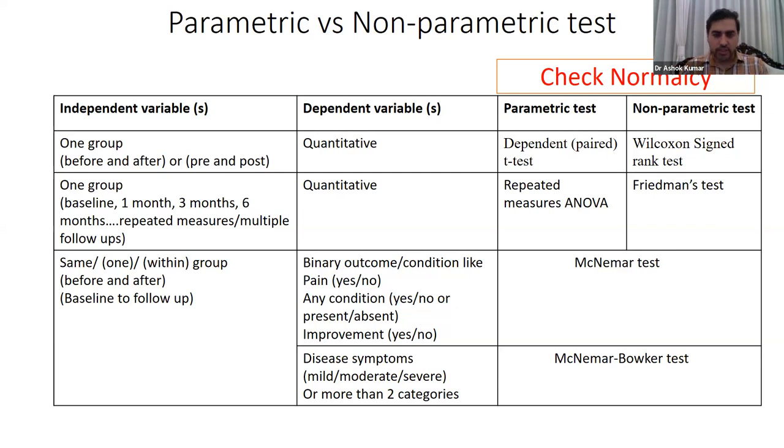In SPSS, there is no need to go for McNemar-Bowker and McNemar separately. There is only one command, so automatically it will give either the McNemar test or the McNemar-Bowker test result. We will discuss this, okay?